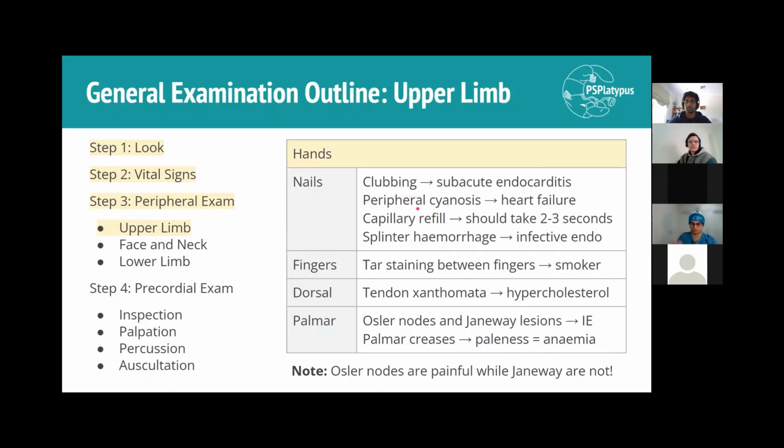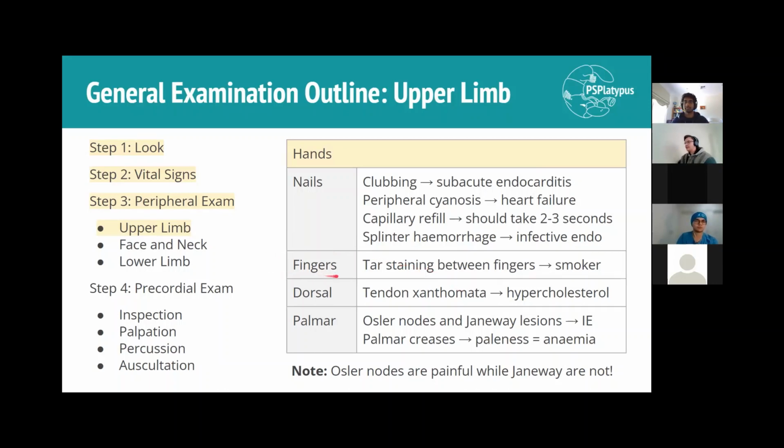Peripheral cyanosis is going to be your classic symptom of heart failure. You're not getting enough cardiac output, so your fingers maybe become a little bit blue. Capillary refill is similar. This time you're just pressing the tip of the finger, and seeing how long it takes for blood to come back. It should take about 2 to 3 seconds. If it doesn't, again, you're considering potential decreases in cardiac output or similar conditions. Splinter hemorrhages are very classic symptoms of infective endocarditis. So you'll see white lines on their nails.